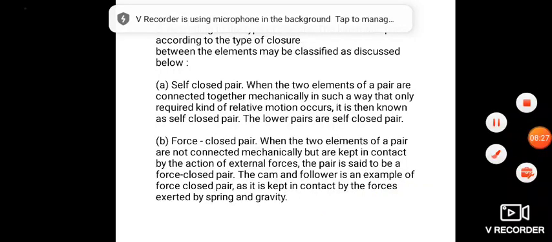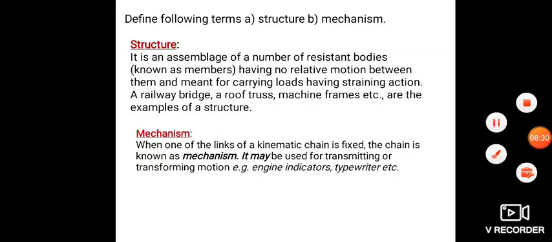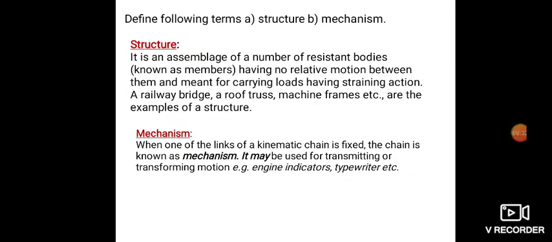Then next, moving on to the next question, definitions of structure and mechanism. Define the following terms, that is structure and mechanism. Structure is an assemblage of a number of resistant bodies having no relative motion between them and meant for carrying loads having straining action. Okay, this is all about structure. It is an assemblage of a number of resistant bodies, but there is no kind of relative motion.